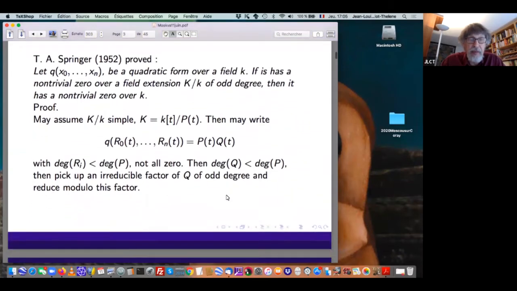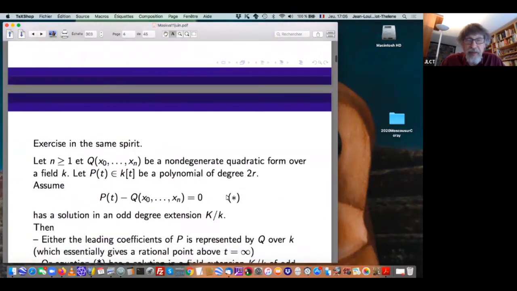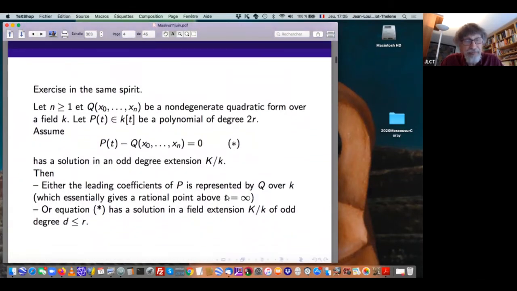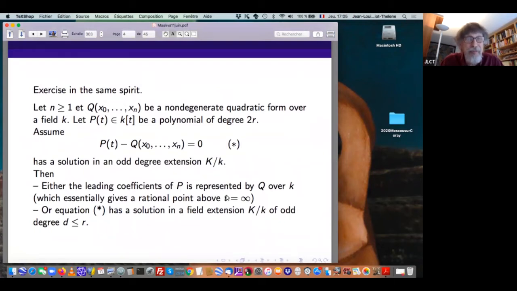Right. So here's an exercise in the same spirit. You can keep it for your students. Take an integer n at least 1, take a quadratic form q over a field k, and take a polynomial p(t) of degree 2r. And assume that the affine equation p(t) - q(x0, ..., xn) = 0 has a solution in an extension of odd degree Q over k. Okay, so q is quadratic and p is of degree 2r.